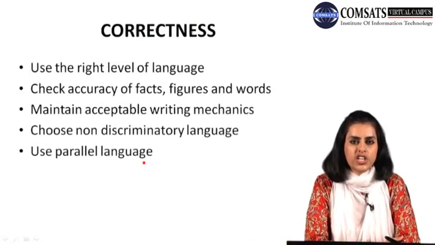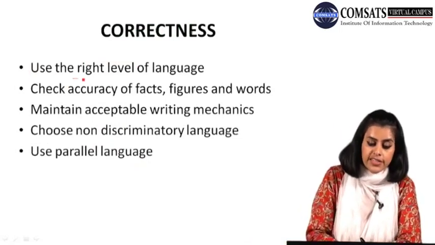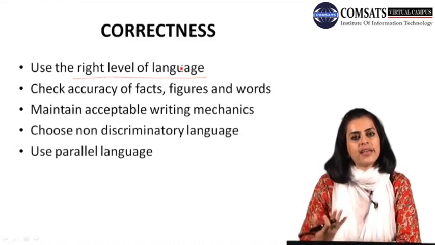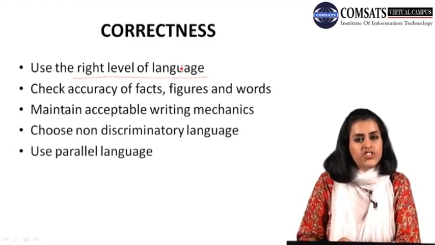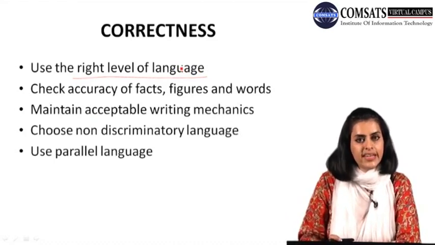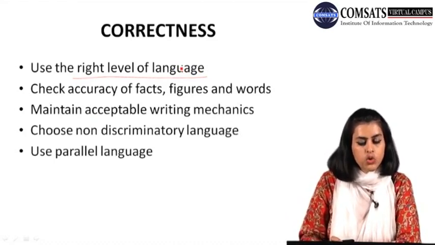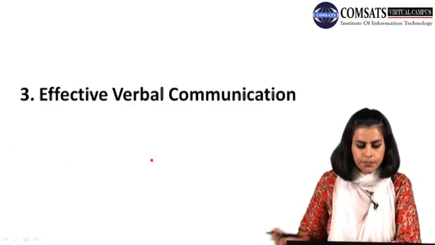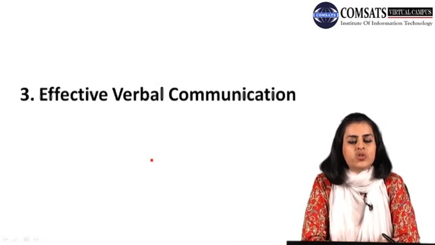The next C of communication is correctness. Correctness in terms of grammar and punctuation, or the right level of the language that you are using. So you must make sure that you sound grammatically correct to your audiences. Check accuracy of facts, figures and words. Maintain acceptable writing mechanics. Choose non-discriminatory language and use parallel language. So that brings us to the end of the 7 C's of communication during presentation.